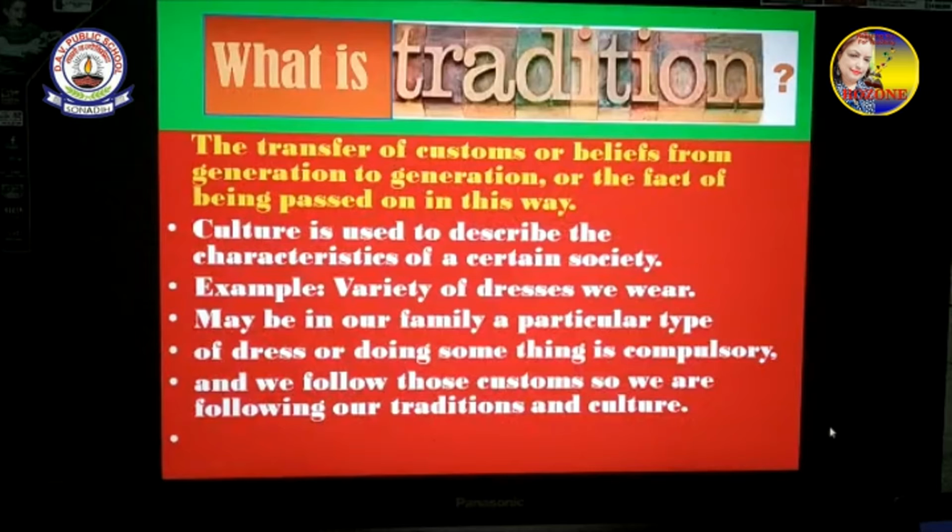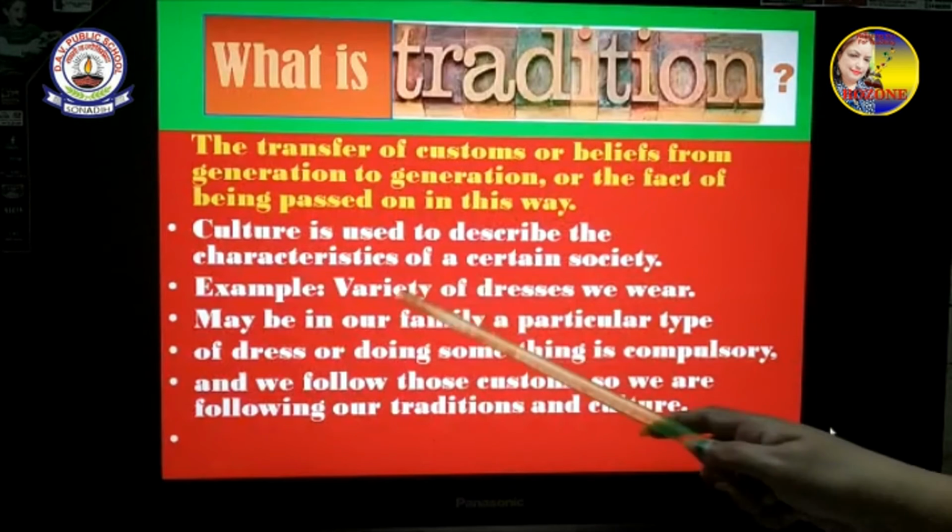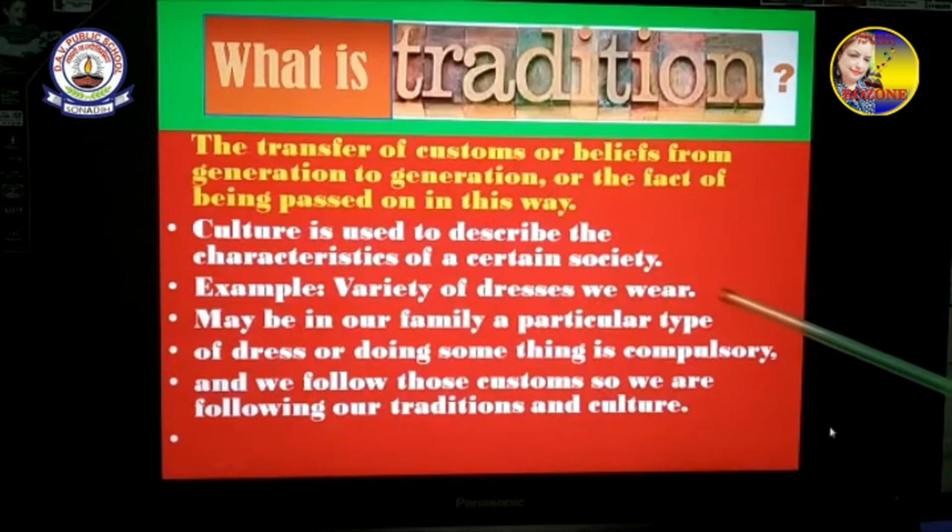That is tradition. So when we talk about culture, it is used to describe the characteristics of a certain society. When we belong to a society, we are all living in a society, in a neighborhood, and what all things a society is doing. Culture is based on that also. We have to see what type of things we should do, which is good and will not be objectionable in the society.